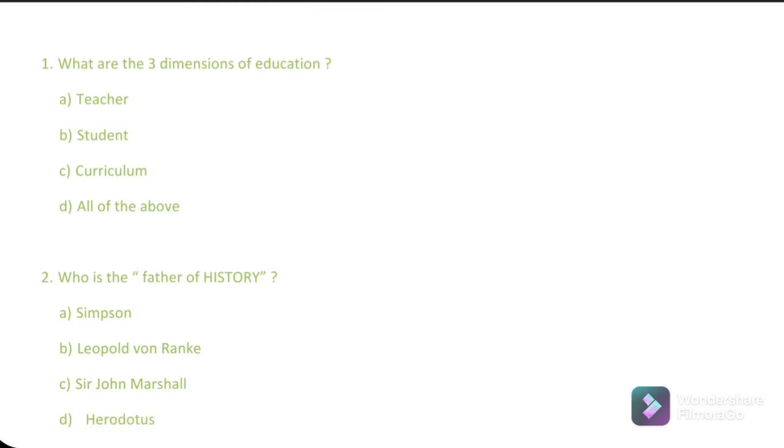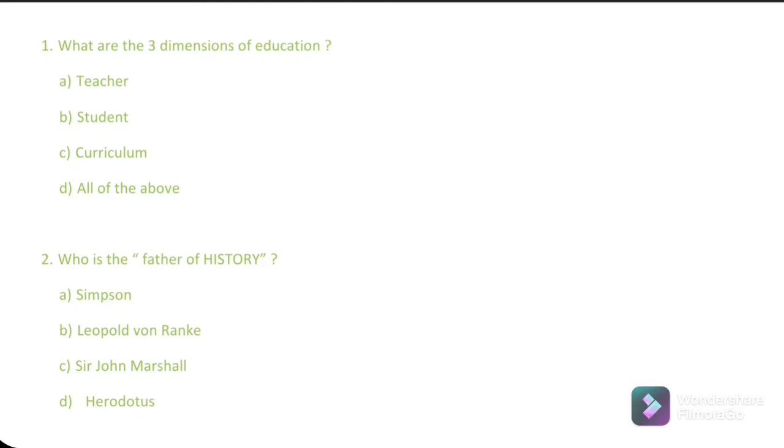And today we are going to discuss questions from History Pedagogy for B.Ed second year. So starting with the first question, what are the three dimensions of education? Option A, teacher. Option B, student. Option C, curriculum. And option D, all of the above. So the correct answer for this question will be all of the above.